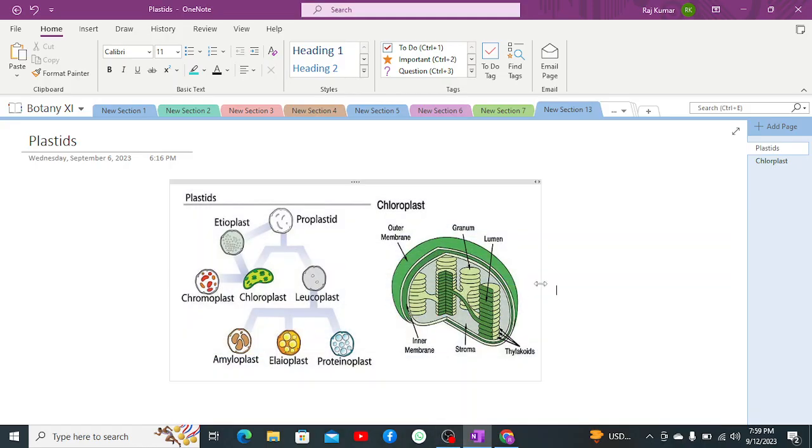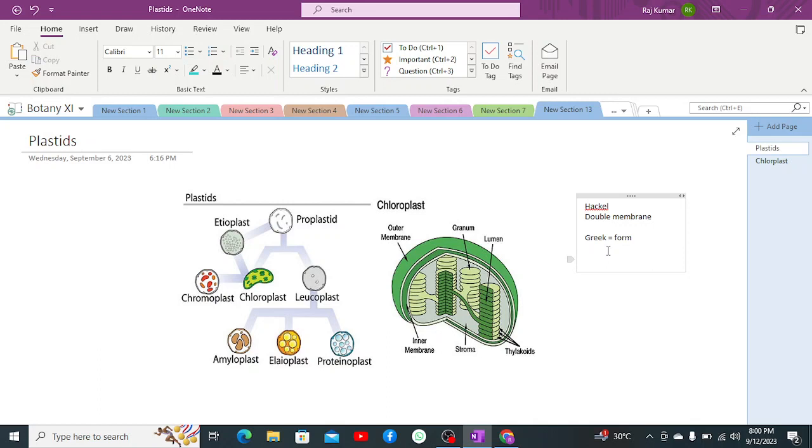So today we are going to discuss plastids. First, we are going to discuss who discovered plastids. It was discovered by Haeckel. It is a double membrane bound organelle. All plastids are double membrane bound, and these plastids were named from the Greek word plastos, meaning form. Why? Because they cause the formation of several substances, several organic molecules.